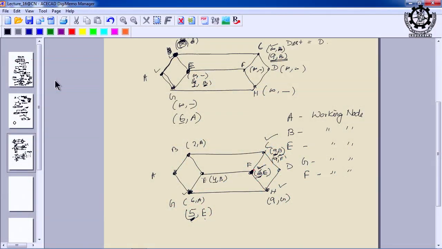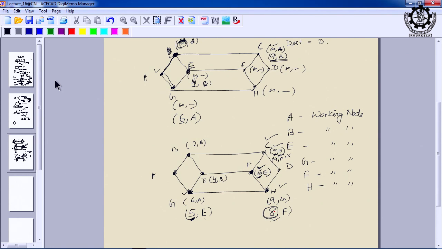The next one is from F to H, what is the value? 2. So, 6 plus 2, which is equal to 8, and 8 is definitely less than 9. So, I will replace this value with F. Let us say we are not replacing this one, I am replacing 8. So, out of these two values 9 and 8, which has the least value or the shortest path? Definitely this one. So, my next working node is H with the value 8.